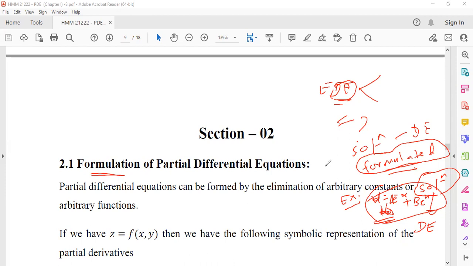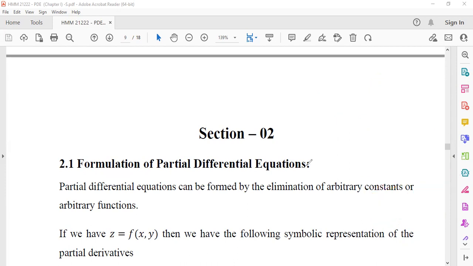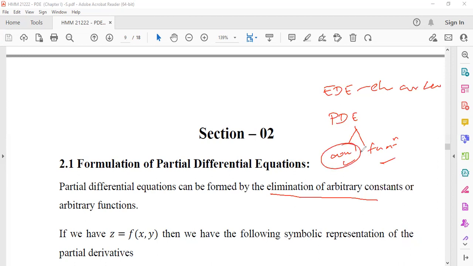Okay, the answer is here. You don't need to go anywhere. A partial differential equation can be formed by the elimination of arbitrary constants or arbitrary functions. In EDE we used only one thing, elimination of arbitrary constants. Here we are going to use two ways: one is arbitrary constants, the other is arbitrary functions. Both are the same procedure anyway. So we are going to consider two different ways. That's the idea of formulation of PDE.